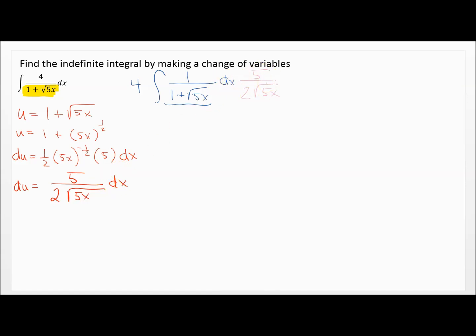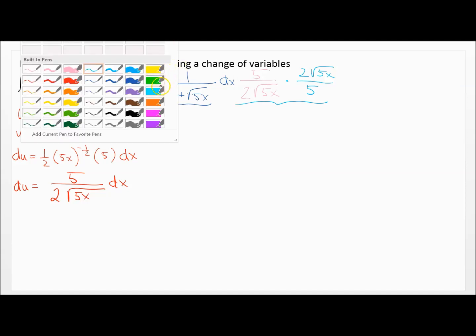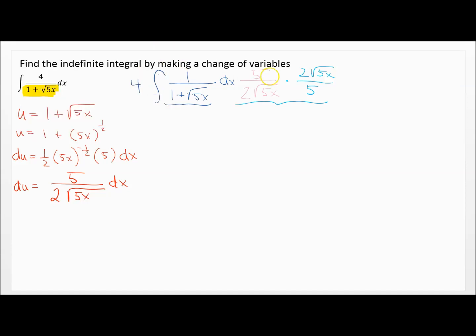Now, I'm not allowed to just multiply by that, right? So to fix it, to compensate, I'm going to also multiply by 2 square root of 5x over 5. Now, y'all know that's just a fancy way of saying 1. This entire pink and blue right here, that's equivalent to 1. Now, you might be thinking, oh my word, it looks a lot worse than it did. Let's talk about it. Okay, now, highlighted. Let's pick a nice color to highlight with. How about that aqua blue?